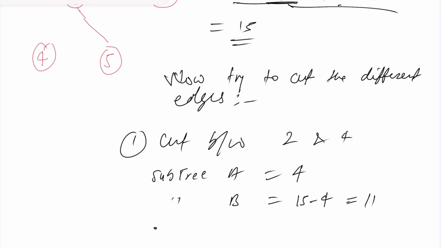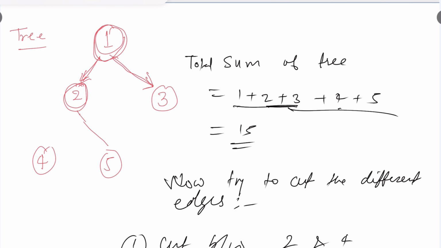Then can I say, if I want the product, what we will do? What is the value of the subtree? We have 4 and this is 11. So 4 into 11 is how many? 44. So we'll say, okay, this is nothing but 44. Right, guys?